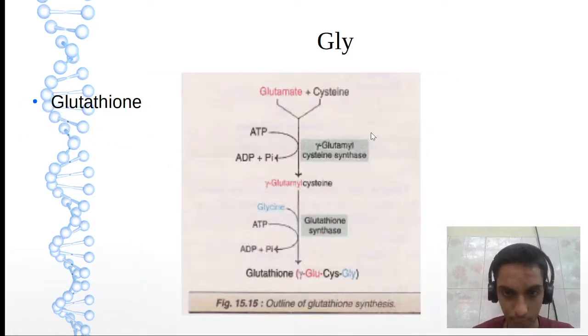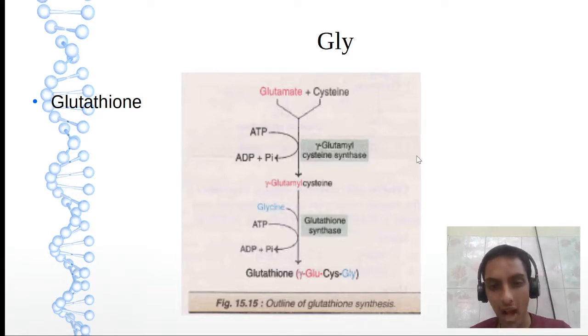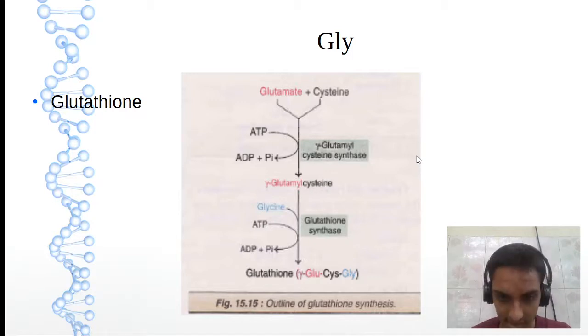So we will see regarding the glutathione. This is the figure to show. Glutamate combines with cysteine on gamma glutamyl cysteine synthase, ATP to ADP, and we'll get gamma glutamyl cysteine. On addition of glycine, with the enzyme glutathione synthase, using ATP once again, we'll get gamma glutamyl cysteine glycine, or glutathione. It is a tripeptide, and two peptide bonds will be formed.